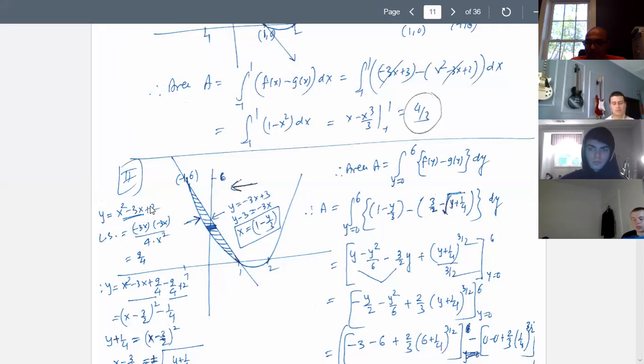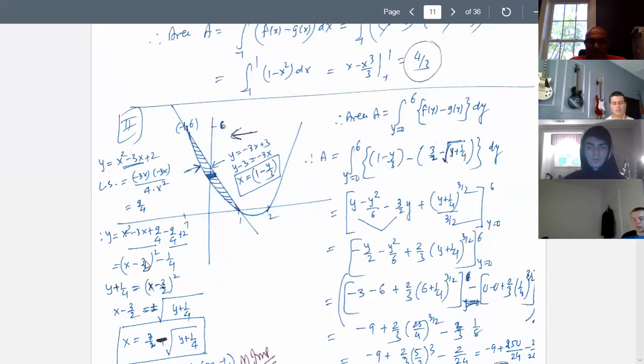Please keep in mind this thing. You are not allowed to change your function. Okay. Now let me send this negative 1 by 4 to the other side. So plus 1 by 4 and (x minus 3 by 2) whole square.